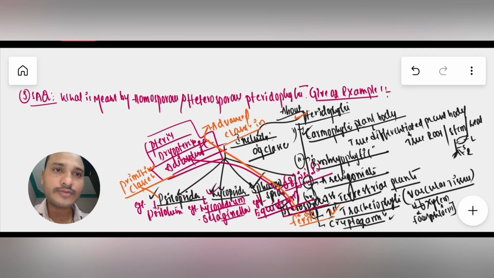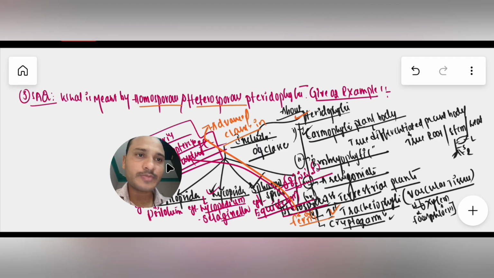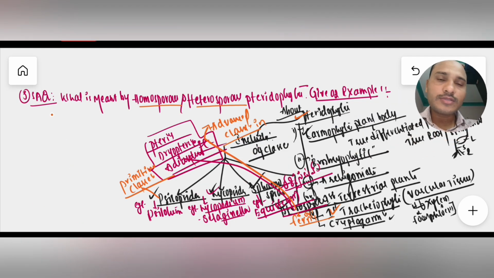Now let's discuss what exactly homosporous and heterosporous are. Before discussing, there is one more point you need to remember. Generally, one important concept regarding these questions is that the pteridophyte has two plant bodies. The first is the sporophytic plant body.